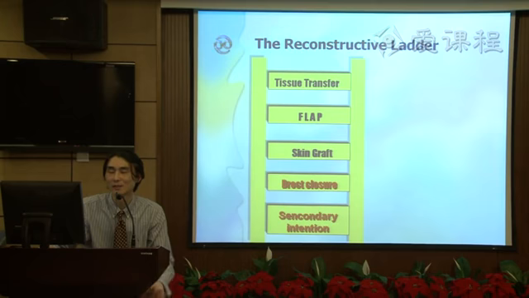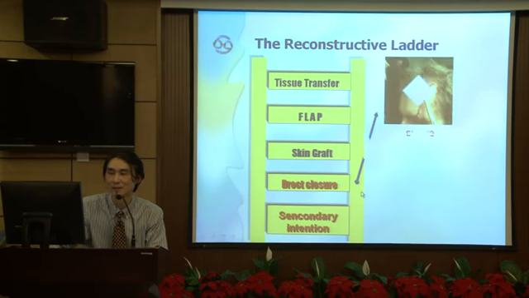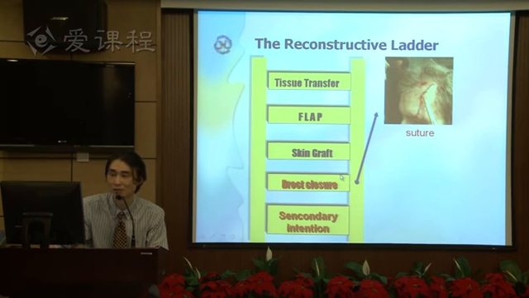In constructive plastic surgery, the main aim is to repair the tissue. But tissue repair needs to be done step by step. So tissue repair needs a reconstructive ladder. The first step is direct suture. If the surgeon can directly suture the wound, it is the first selection. The first selection is direct closure of the tissue.